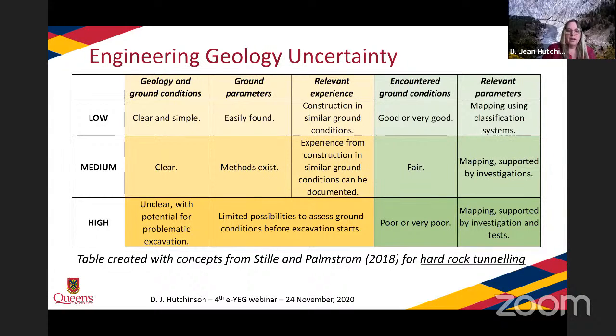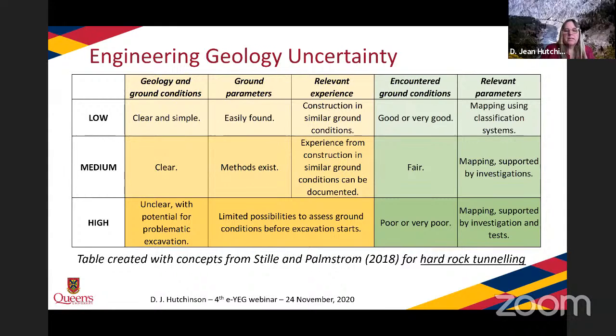This is a table that I've created from concepts from Still and Palmstrom's paper for hard rock tunneling. In this case, down the left side, you see the uncertainty level. And then you can see the descriptions related to low, medium, or high uncertainty. And so in terms of geology and ground conditions, in the low case, we're in a clear and simple situation where the ground parameters are easily found and where we have relevant experience related to construction in similar ground conditions. If we move down to the high level of uncertainty, in this case, the geology and ground conditions are unclear and there's known potential for problematic excavation.